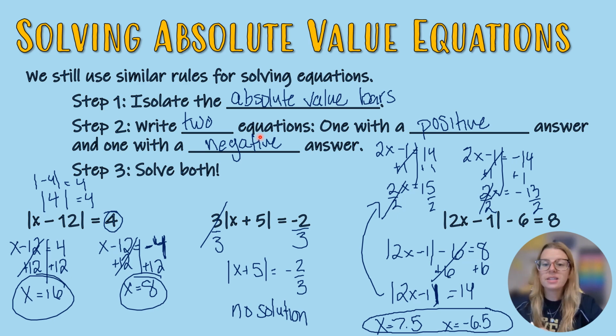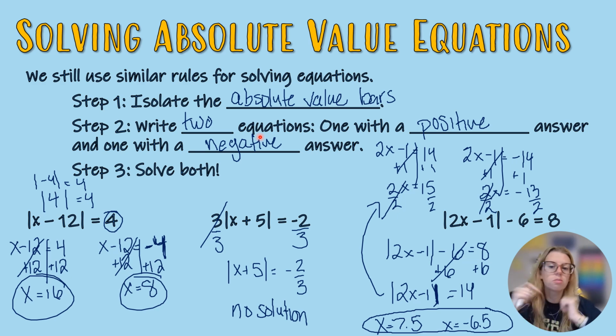All right, that's literally it for absolute value, okay? So it's a little bit weird, but all you have to remember is that when the bars are still present, it can't equal a negative. And once we get the bars to be the only thing in the equation, then we just write two equations with one answer positive and one answer negative, and we solve. So we'll get two answers.